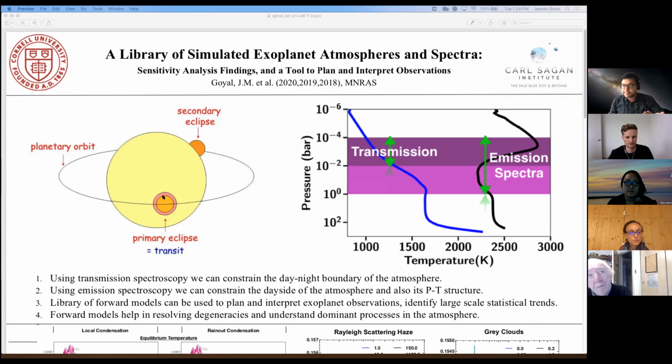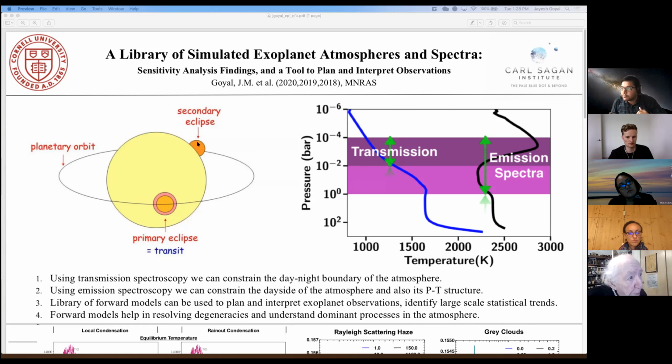And then in the emission spectroscopy, when the planet goes behind the star, just before it goes behind the star, you take the planet plus stellar signal. And when the planet goes behind the star, you just get the stellar signal. And you subtract the stellar signal from the planet plus star signal. So that is how you get the planetary signal. In this case, we are assuming that most of these planets that we are looking at are hot Jupiters and very close in. So they are mostly tidally locked. So the information that you get is from the day side of the planetary atmosphere.